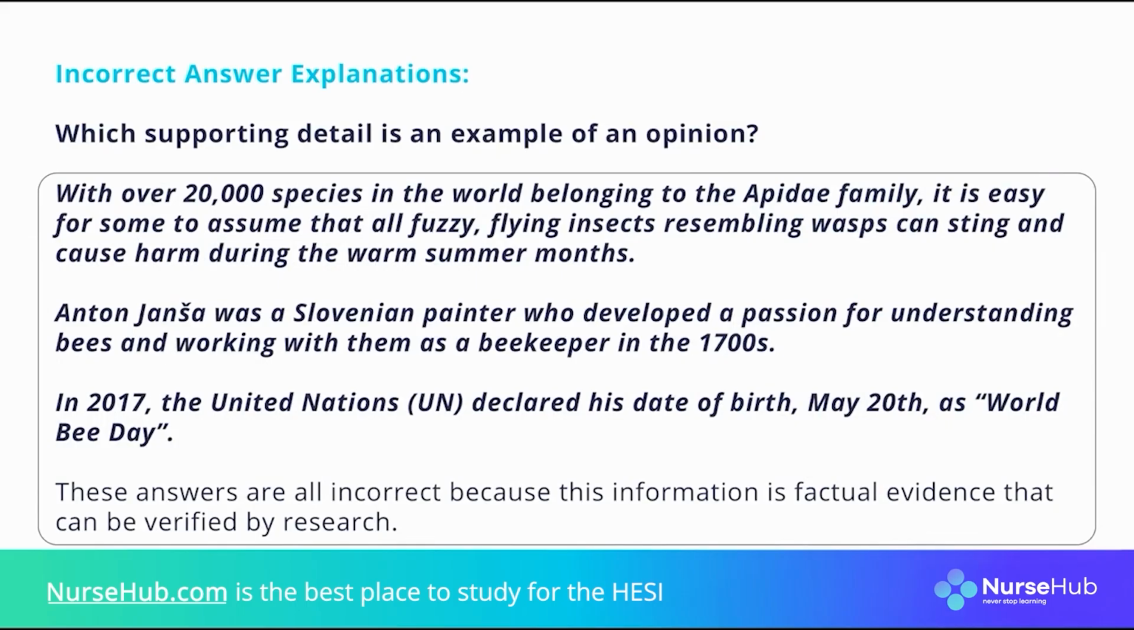All right, so the rest of these answer options are facts. This is factual information that can be verified by research. There are numbers, 20,000 species that are noted in this first answer option. The second one has a date in it, and it talks about this painter. You can go look up this information. It is true. In the last answer option is a date. May 20th is World Bee Day. This is information that can be verified, so it is factual.